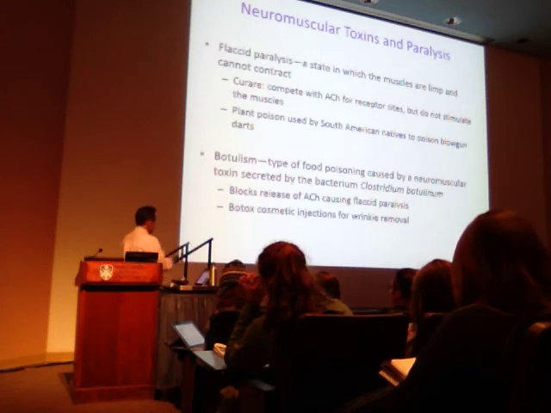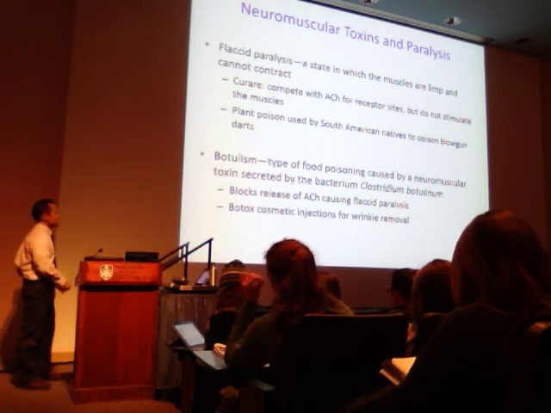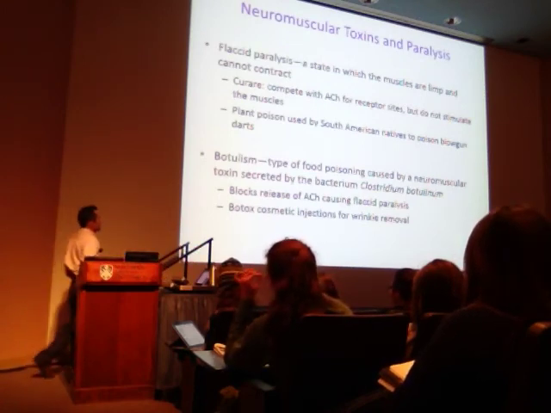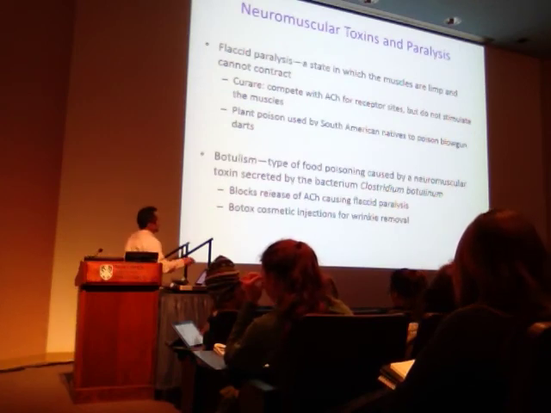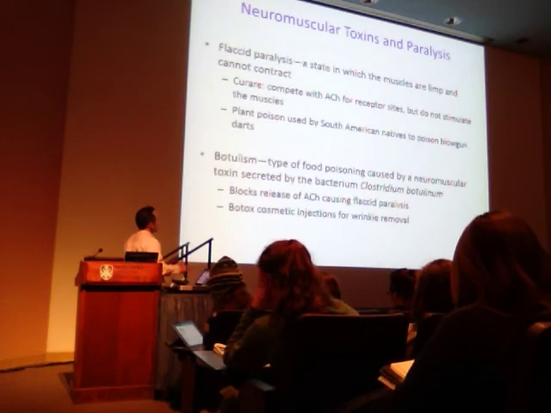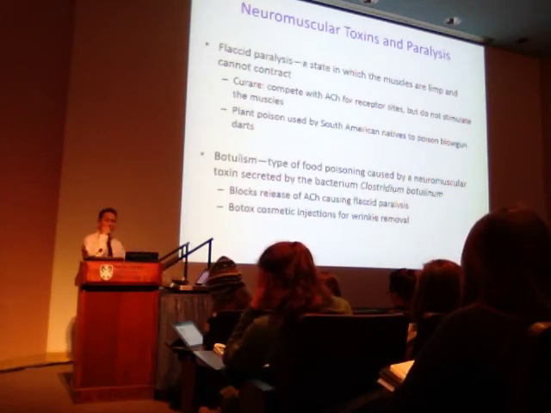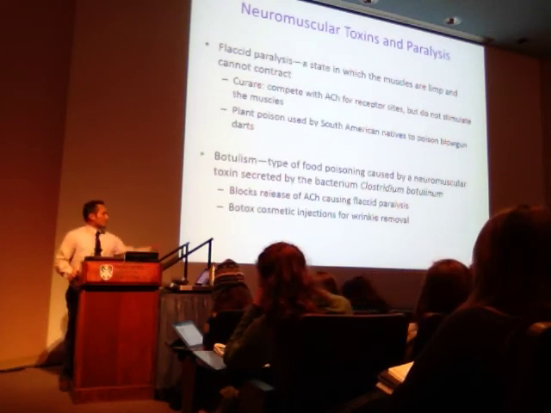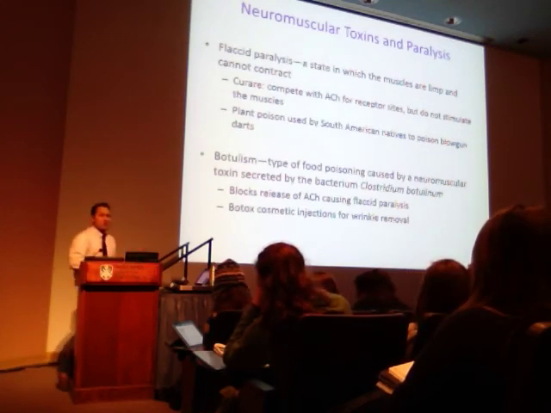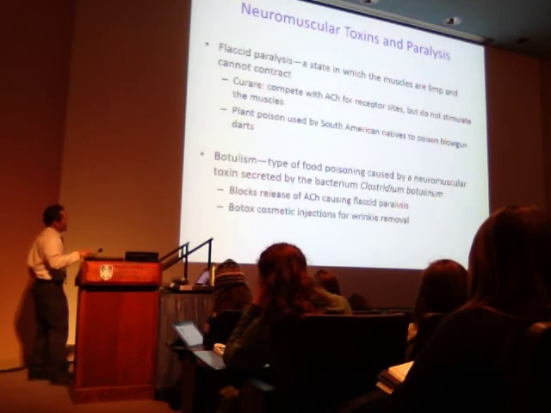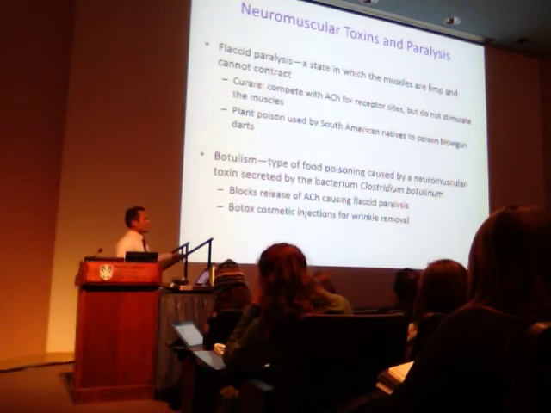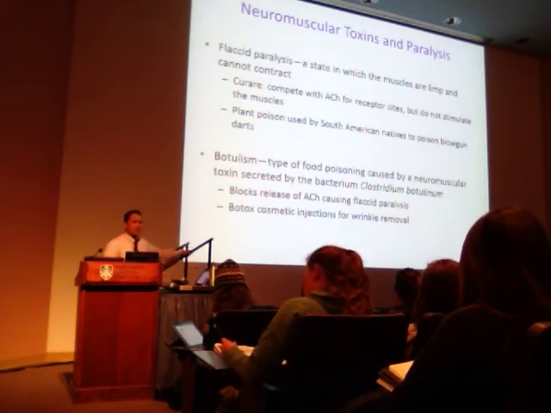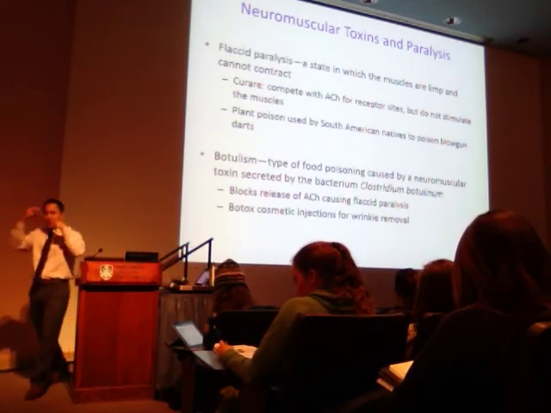Another example is botulism, the neuromuscular toxin from the bacterium Clostridium botulinum. You guys remember where we saw that before? Botox. That's what we talked about previously. But you can find this, unfortunately, in foods. And this obviously blocks the release of acetylcholine, like what Botox does with Botox injections.